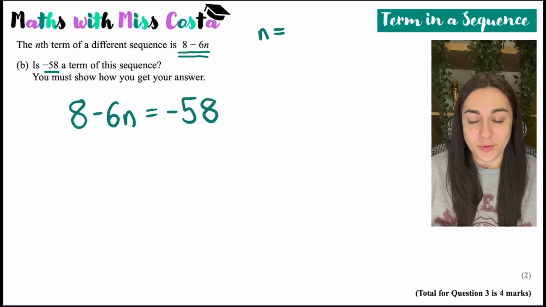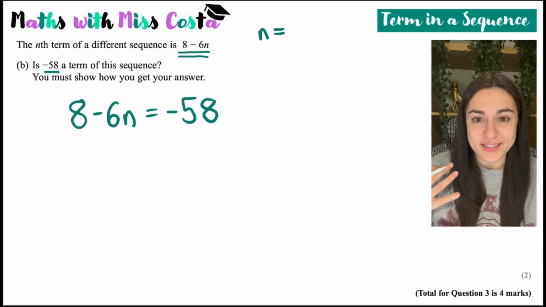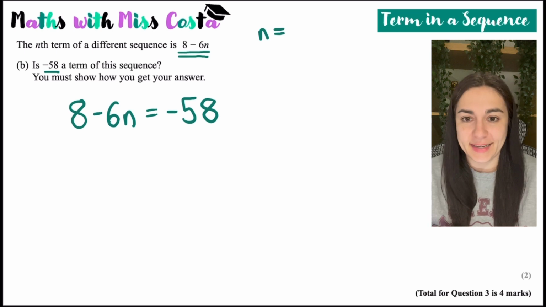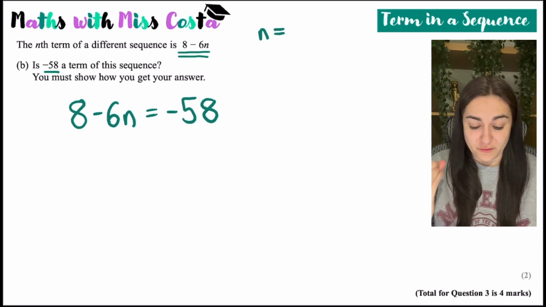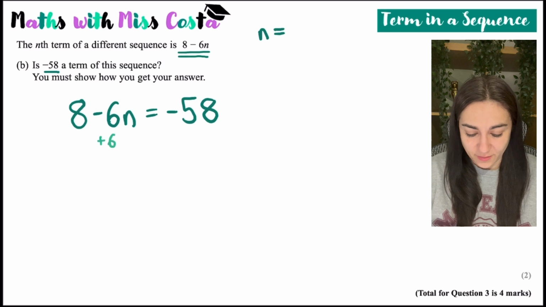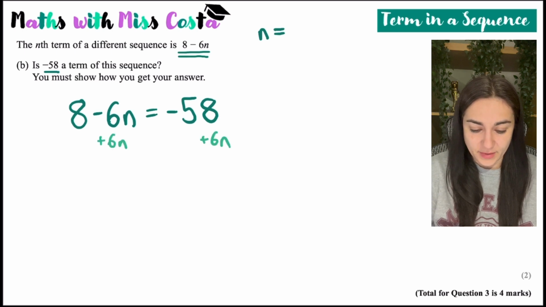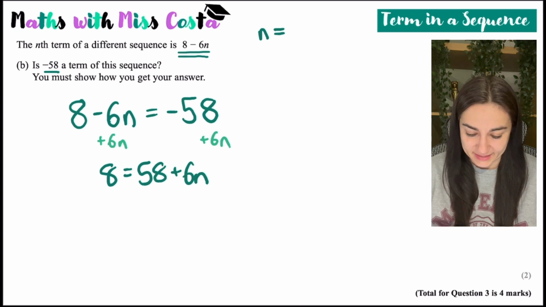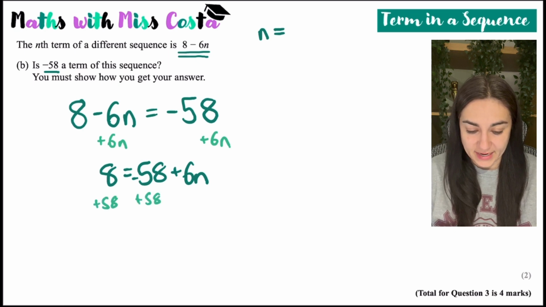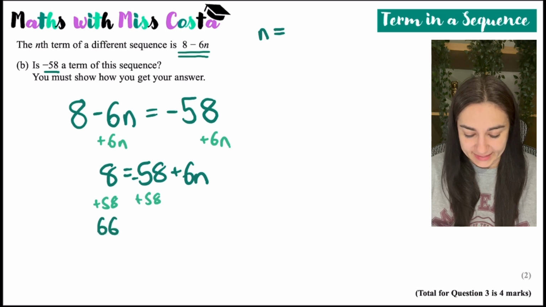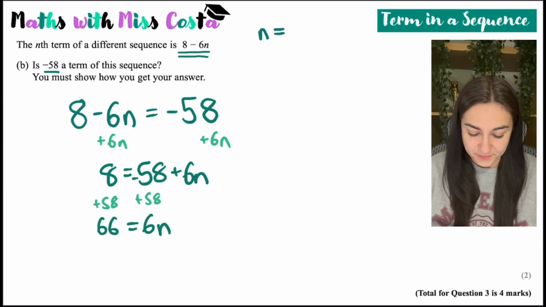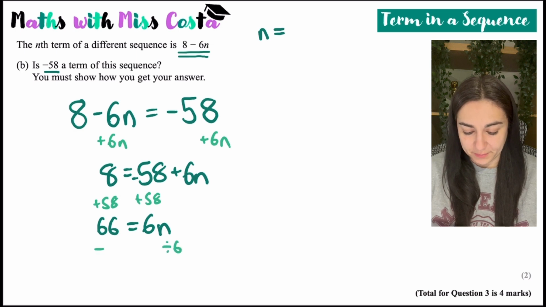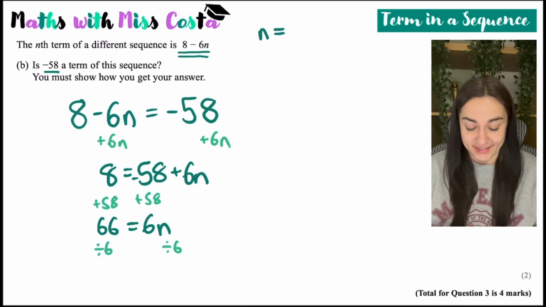So this is a slightly tricky one because it's got negatives involved. In order to solve an equation, it's a lot easier if you make your variable positive. So if we start by adding 6n to both sides, then you'd be left with 8 equals negative 58 plus 6n, and then n is positive, and that makes life a lot easier. Then I can move the negative 58 to the other side by adding. So 58 plus 8 is 66. So 66 is 6n. And then I can divide both sides by 6. 66 divided by 6 is 11.